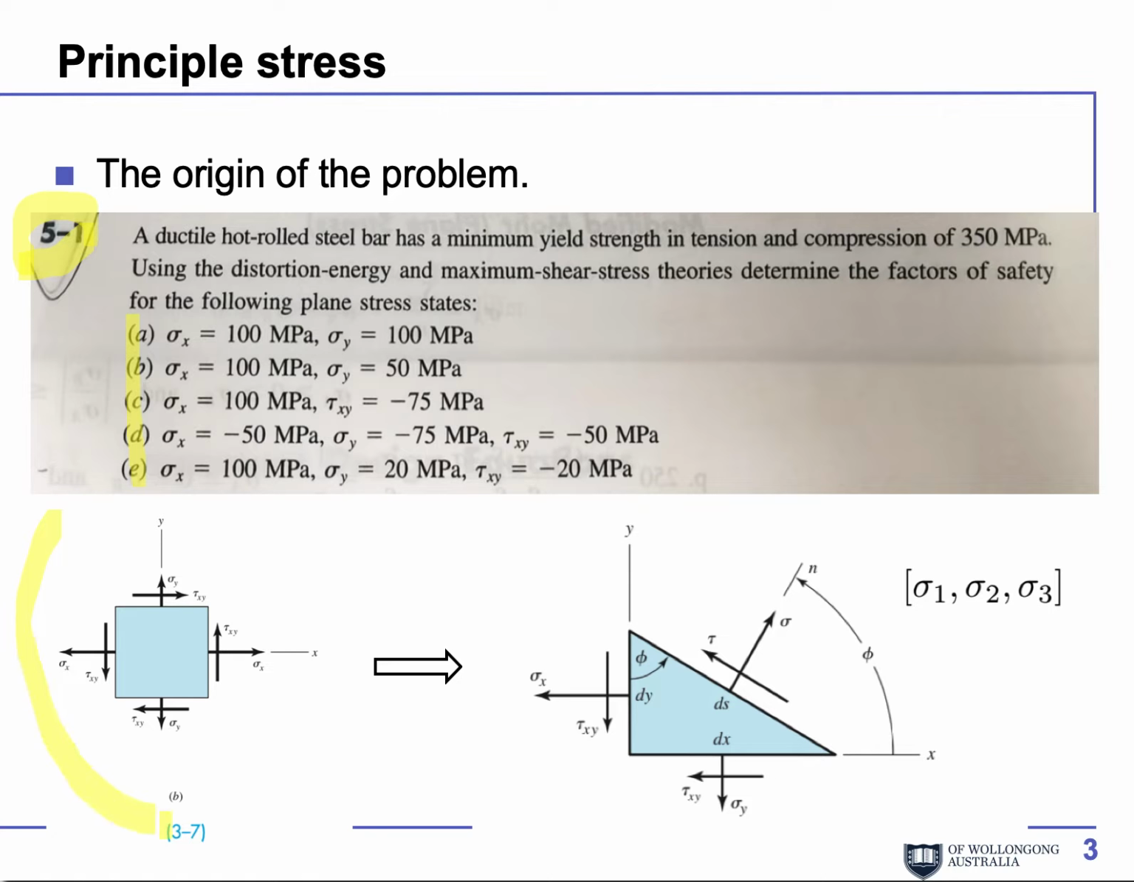So this is a general case. You have normal stress sigma x, sigma y, and you have shear stress, through certain rotation with a phi.